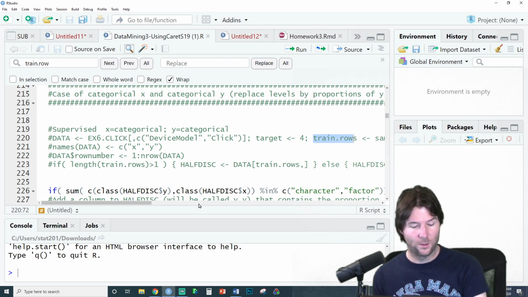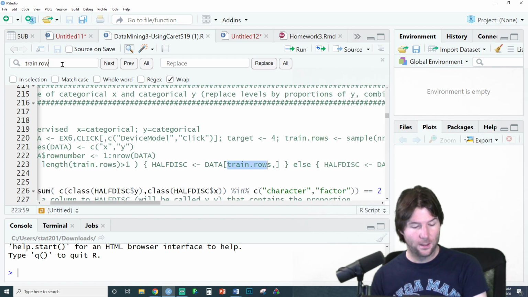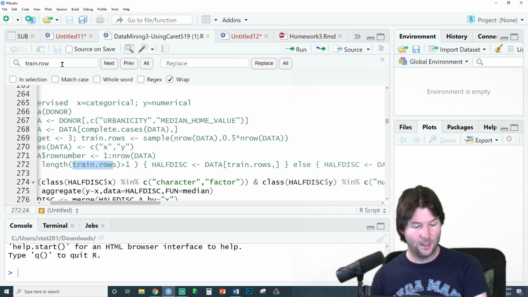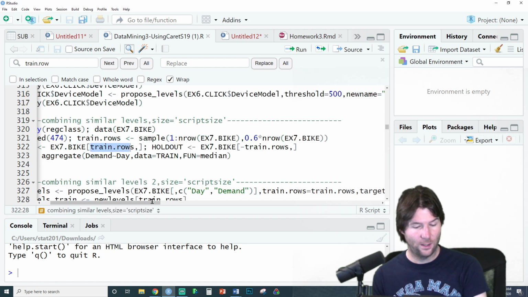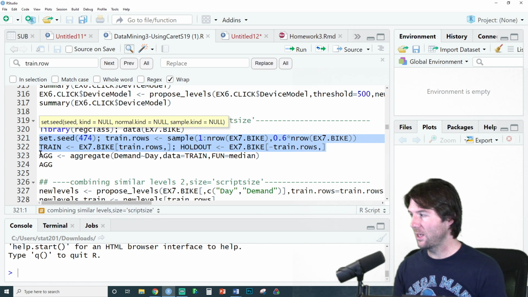There we go, train rows sampling. So there's just taking a sample right there. You can usually find what you're looking for pretty quickly if you just go through, and here we go. This is the kind of code I'm looking for. Now I've written this out in class before, but this is making a subset right here.